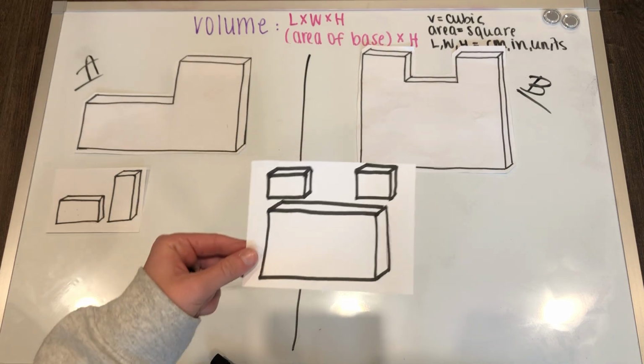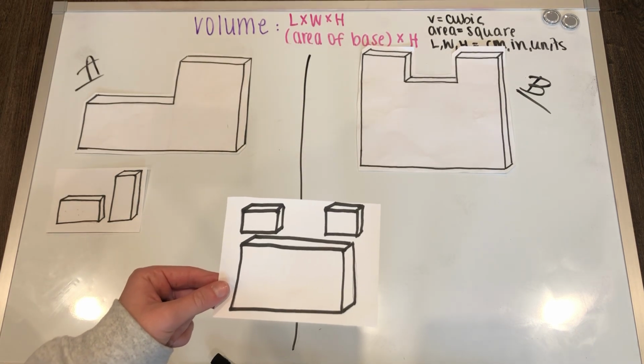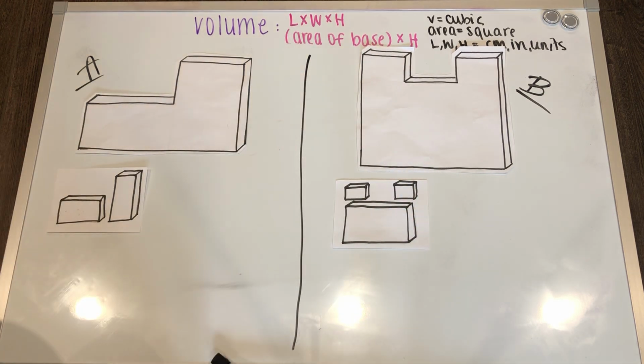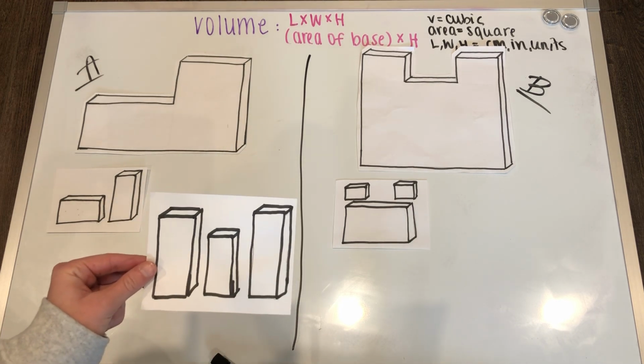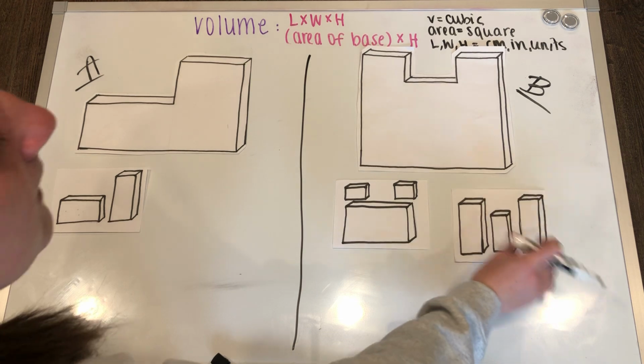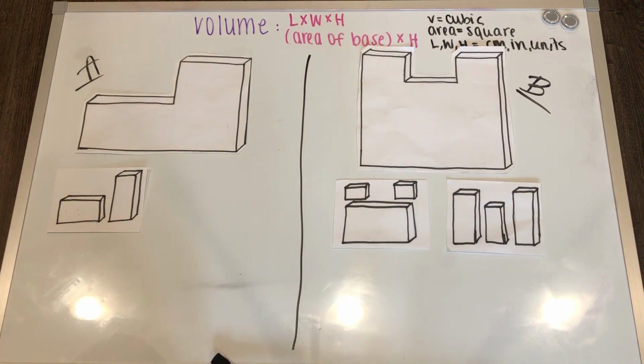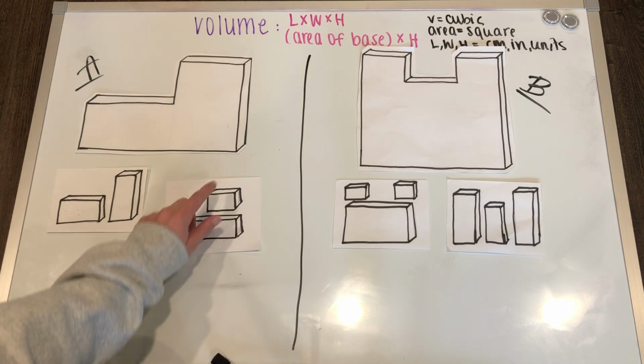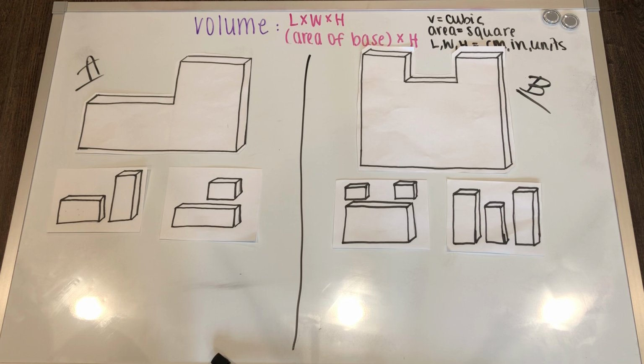What about this one? Yep, prism B, because if we were to stick those two on top of there, it would look just like prism B. What about this one? Yep, prism B, because if we were to just slide them right next to each other, it would look just like prism B. And last but not least, this one, prism A, because if we stuck this on here, it would look just like prism A. So you have to visualize, if I were to stick these together in the way that they're shown, which of these prisms is it going to look like? Okay?